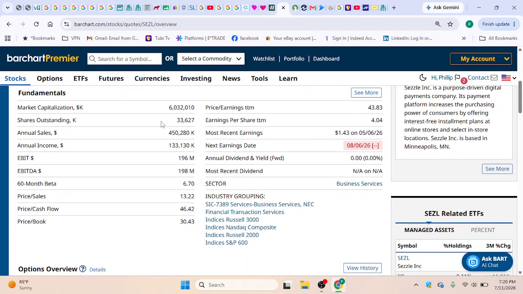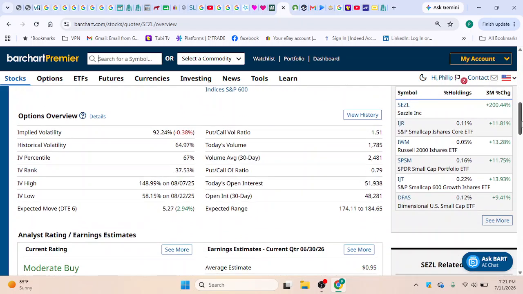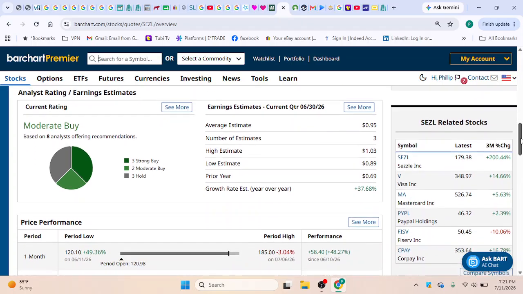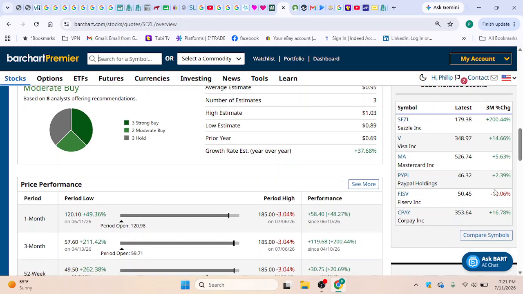But this has a $6 billion market cap, annual sales, annual income. It's got a price to sales ratio of 13, kind of a high cash flow. It has earnings per share. But this stock has a lot of growth to it, and that's why I like it. It's got an average estimate coming up of 95 cents, and it's on a growth rate of 37%. It's outperforming its peers, right? So this is up over 3 months 200%. And other more established companies are up double digits, right? Visa up 14%, Copay up 16%, MasterCard up 5%.